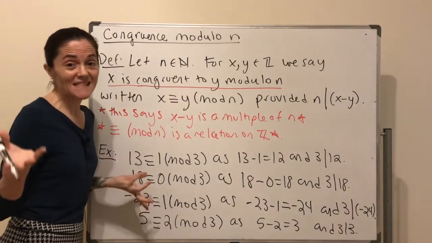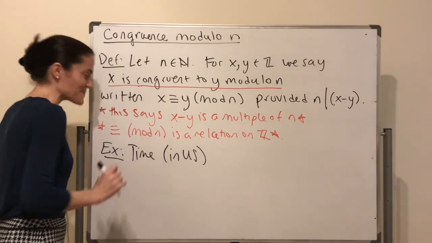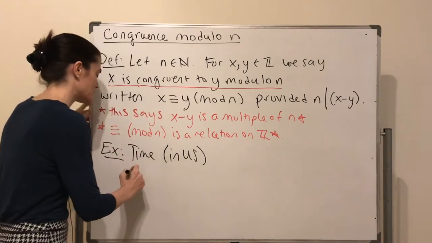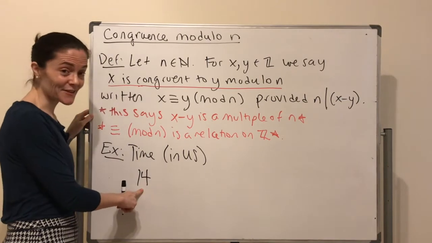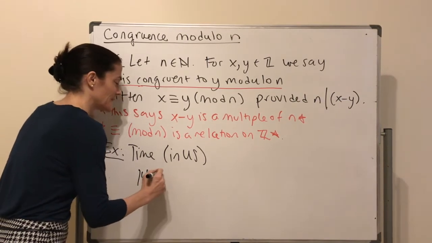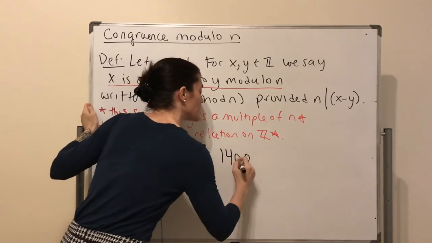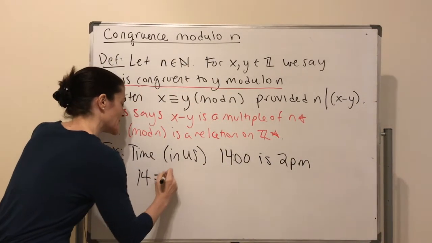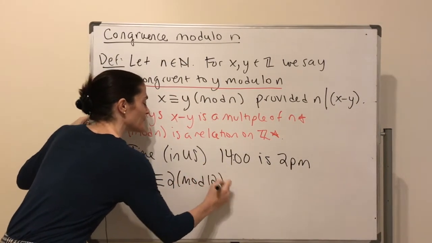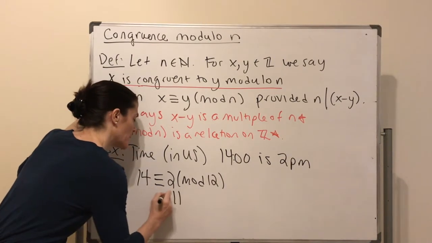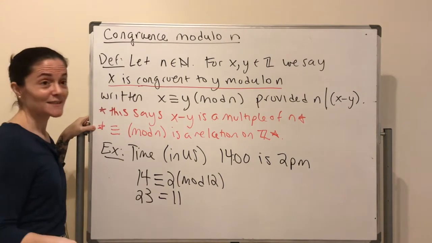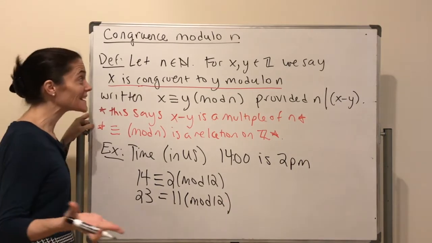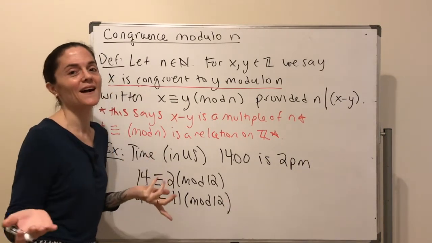What's something that we have seen which is really congruent? Time, at least in the US. If you are familiar with military time, for instance, you might see 1400, and this is 2 p.m. I'll write this. 1400 is 2 p.m. because 14 is congruent to 2 mod 12. Or similarly, 11 p.m. would be 2300 because of this congruence mod 12. This is really congruence mod 12 when you think about time.